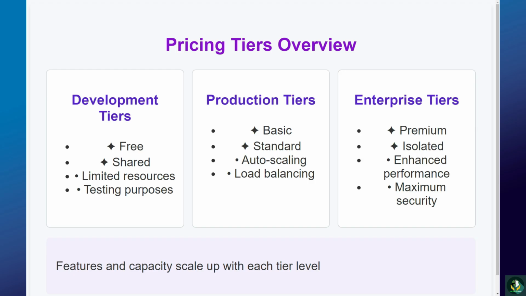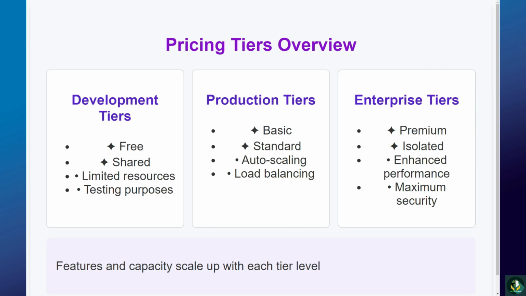The standard tier marks your entry into production-grade hosting. This is where things get interesting with auto-scaling capabilities, allowing your application to automatically adjust to traffic demands. You get 50 GB of storage and can scale up to 10 instances. Standard tier also introduces deployment slots, giving you 5 staging environments for testing changes before going live. This tier is perfect for businesses running production workloads that need reliable performance and scaling capabilities.